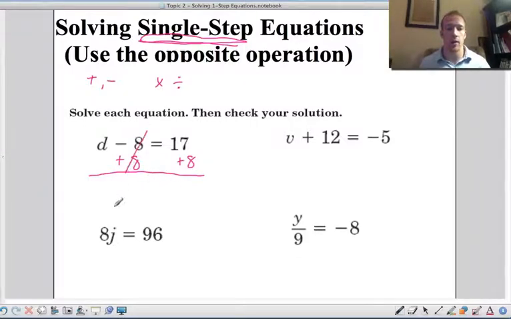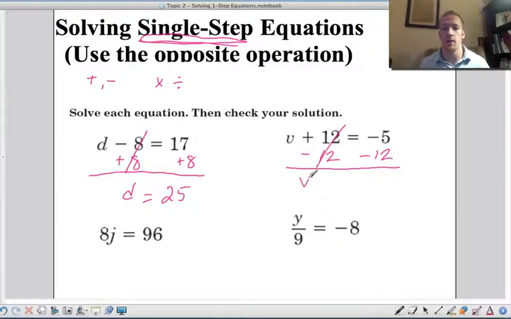So now that cancels out because negative 8 plus 8 is 0. So we have D equals 25. Done. Here, we want V to be alone. So we have to subtract a 12. That tells us what to do. Because we subtracted a 12 here, we minus a 12 on the other side. So we have V equals negative 5 minus 12. That makes it more negative. It's negative 17.